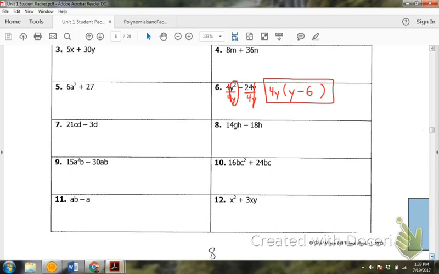Let's look at number 7. What's the biggest number that you can pull out, Ryan? 3. So we can pull out a 3 for both of these. And then what variable do they have in common, Alyssa? A d. So we're going to pull a d out of both of them. Okay? So 3d is going to come out front. Get it pretty.